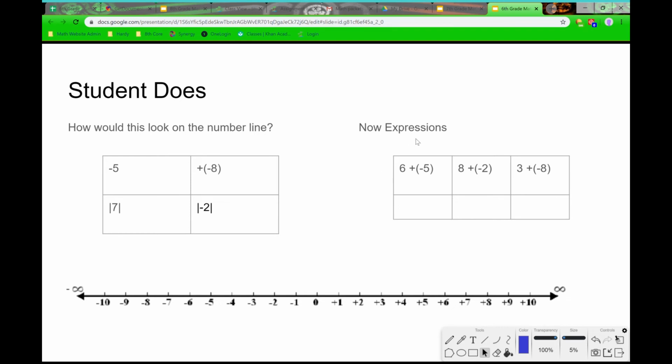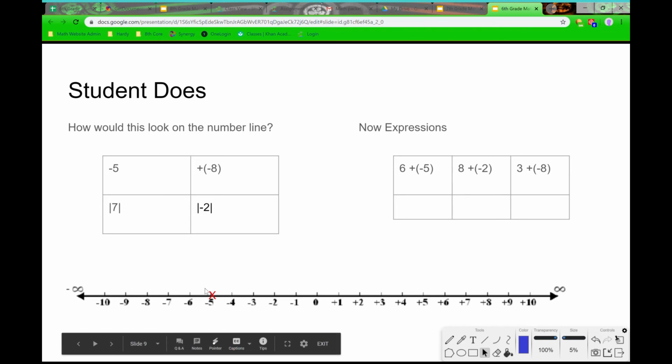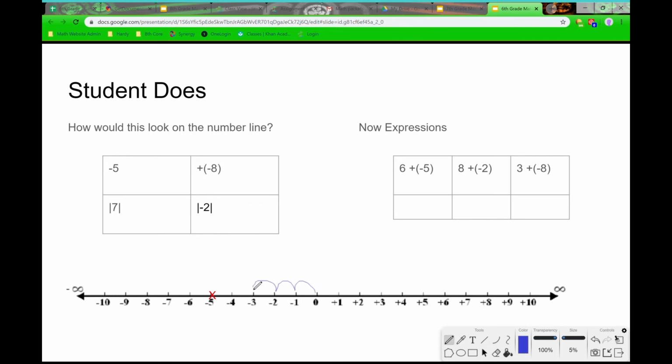Okay? The first one says, what do these look like on the number line? Well, negative 5, hopefully I have this set up correctly, should just give me an X right there at negative 5. Okay? Negative 5 is left direction for a value of 5 size. Negative direction, size of 5 gives me negative 5.